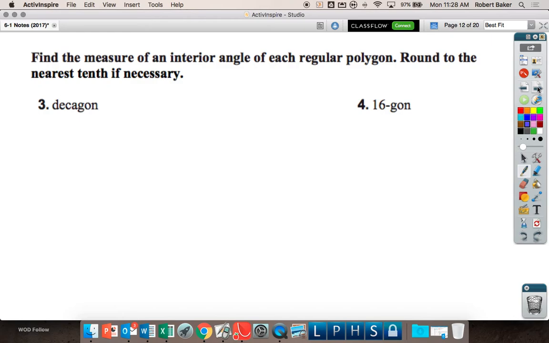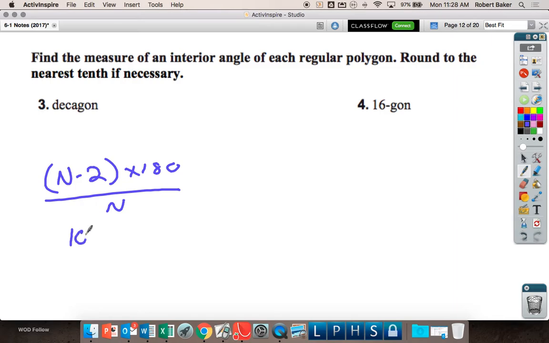How did you compute that? That would be 10 minus 2 times 180 divided by 10. So how big is one individual angle? 144 degrees. So I'm assuming that a regular decagon has 1,440 degrees in it. 144 degrees. Is anybody lost or scared or confused right now?